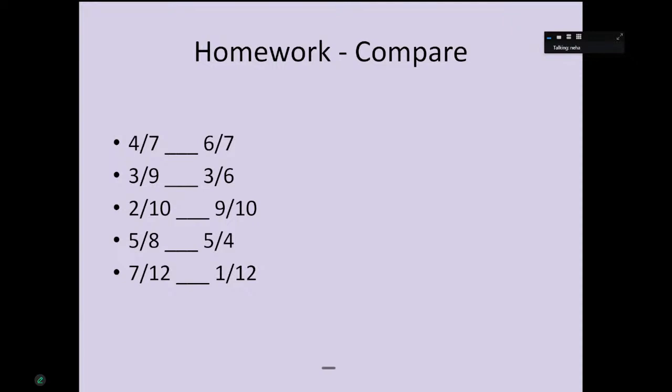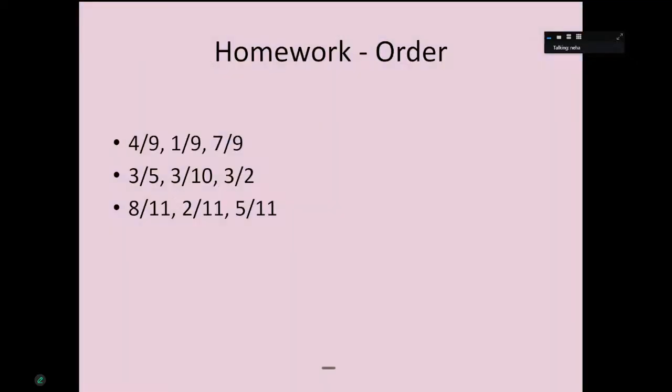And this is your homework for this week's class. This one is for comparing the fractions, and then this one is for working on the order of the fractions from least to greatest.